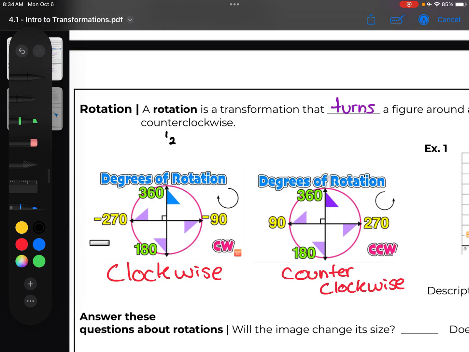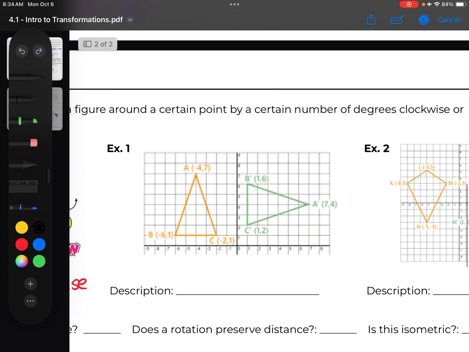So a clock rotation, if I had a clock, it's going to go that way. The hands of the clock move this way, okay? So that's clockwise. Counterclockwise is going to go the opposite direction, okay? So it's important to understand a 90-degree rotation clockwise is going to be a 270-degree rotation counterclockwise, okay? So 90 degrees clockwise is 270 counterclockwise. We're going to talk about these right now in these examples, okay?